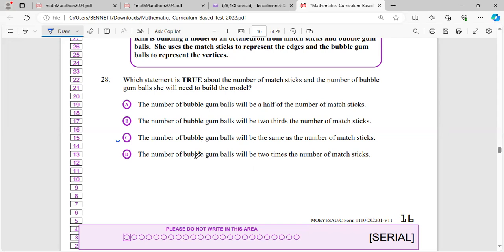Do we agree? No, sir. All right, the first person that says no, what's your answer and why do you disagree? My answer is A, sir. Explain. An octahedron has 12 edges and it has 6 vertices, which means that the bubblegum balls needed would be 6 and the matchsticks needed would be 12. So the bubblegum balls will be half of the number of matchsticks.